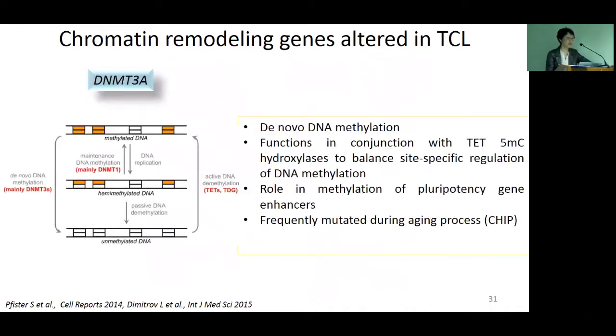Another gene that is involved in chromatin remodeling or DNA methylation is called DNMT3A. This functions in conjunction with the TET hydroxylases to balance site-specific regulation of DNA methylation. It seems to be involved in the methylation and the transcriptional repression of many pluripotency genes that seem to be deregulated in many forms of lymphoma. They're frequently, again, mutated during the aging process and identified at low allele frequencies in CHIP.